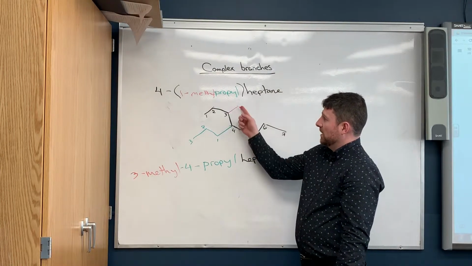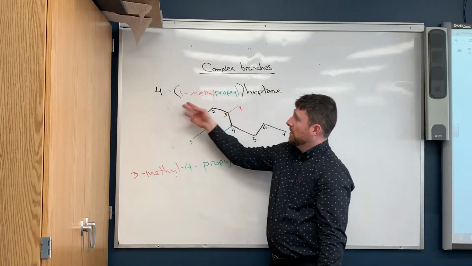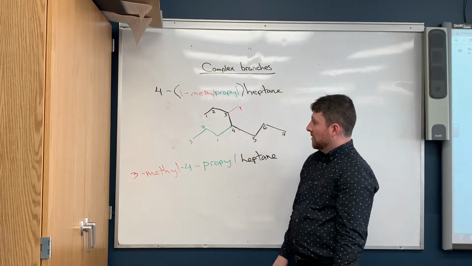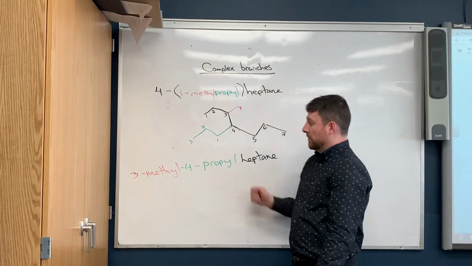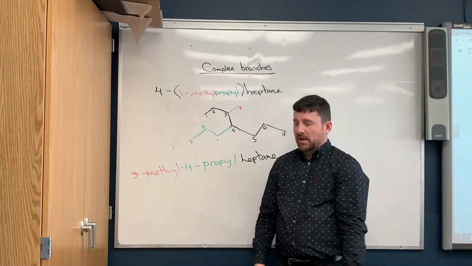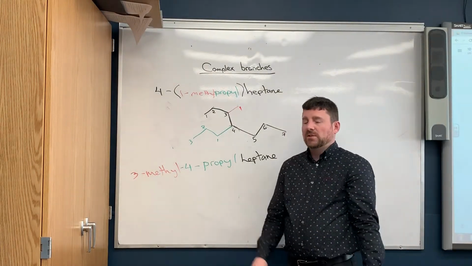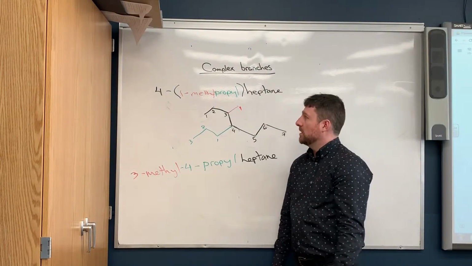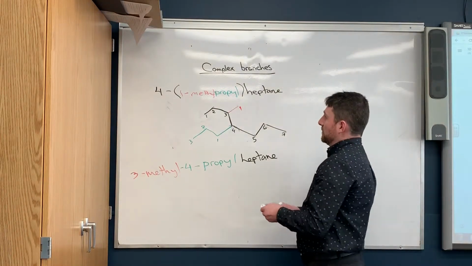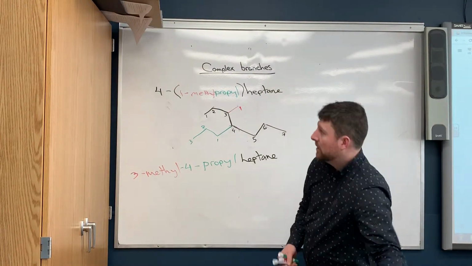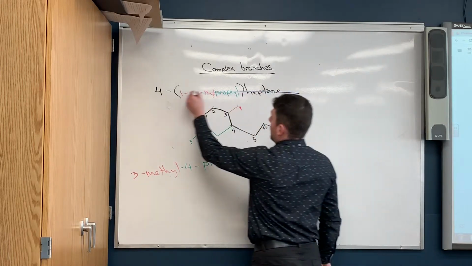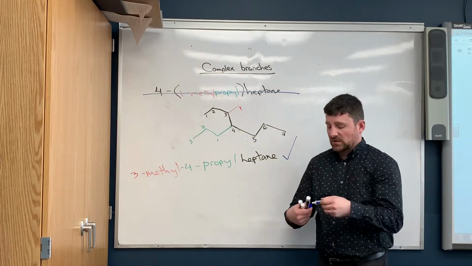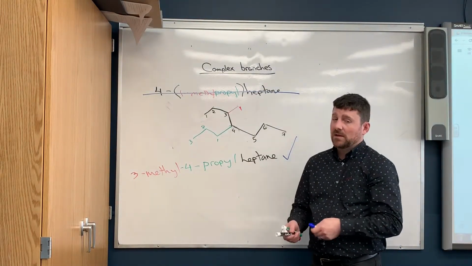So do I name it using a single complex branch on carbon 4, 1 methyl propyl, or do I name it using 2 simple branches, 1 on carbon 3 and 1 on carbon 4, 3 methyl 4 propyl? And the rule is that if you can name it using simple branches rather than complex branches, then you always choose the simple branch option. Right? So in this case, we don't have to worry about using a complex branch name, because that name would actually be incorrect. This would be the correct name because we're using simple branches instead of complex branches.